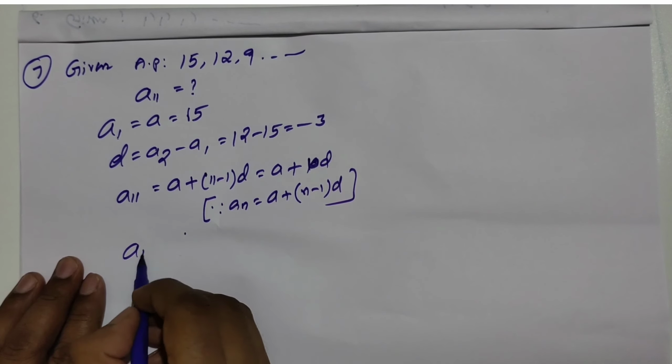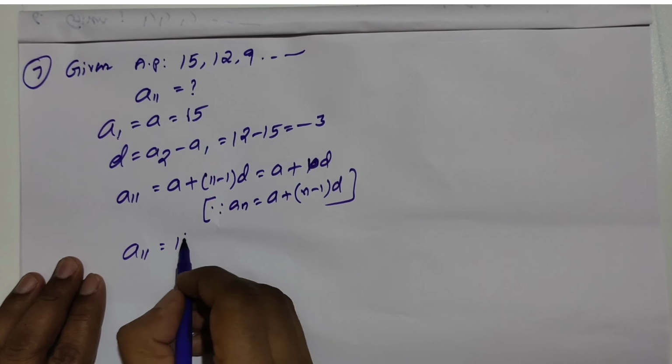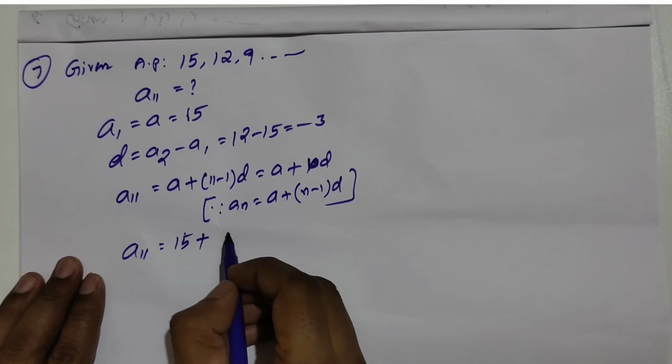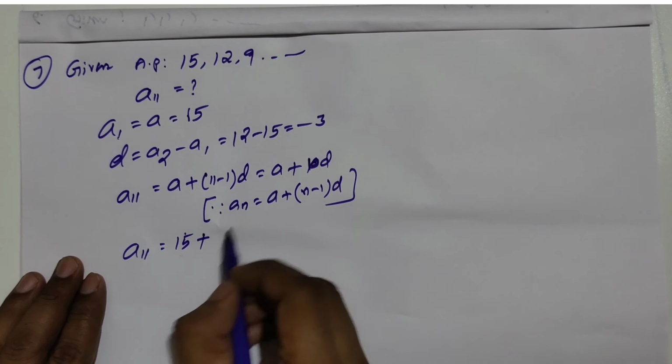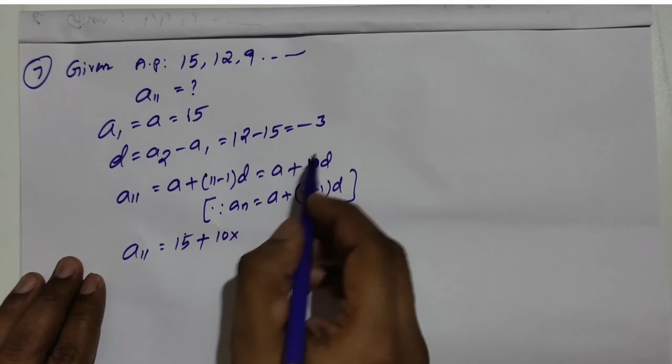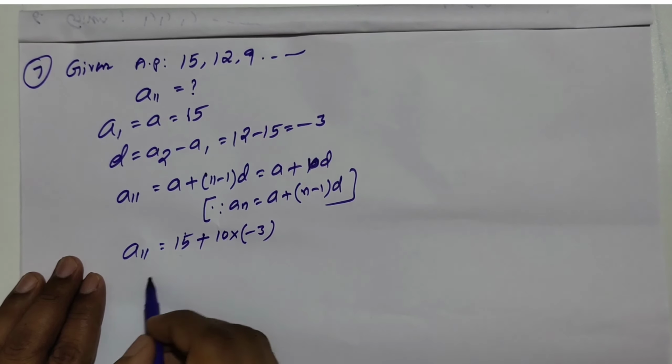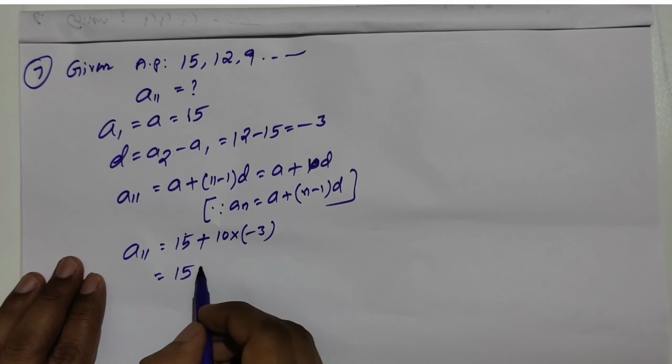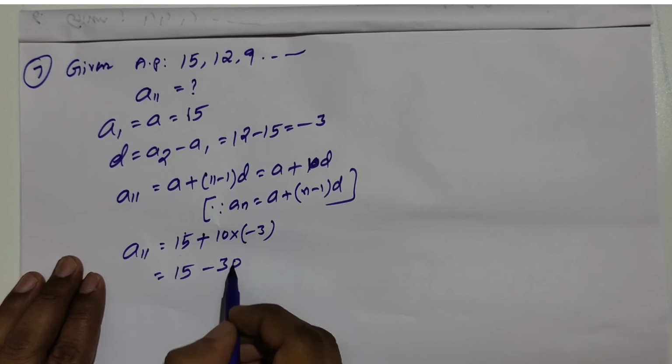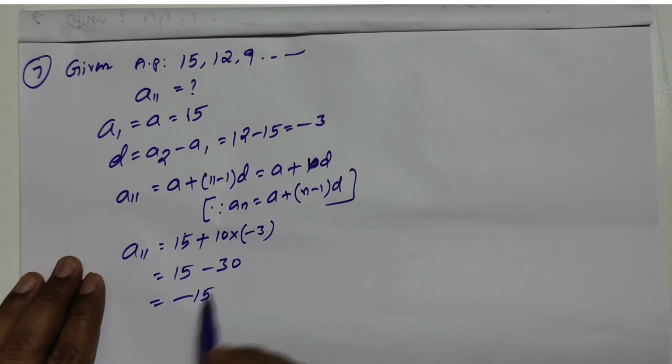So by that we can write a value is here 15 plus 10 into d value, which is minus 3. So 15 plus 10 into minus 3, minus 30. 15 minus 30 simply we get minus 15.